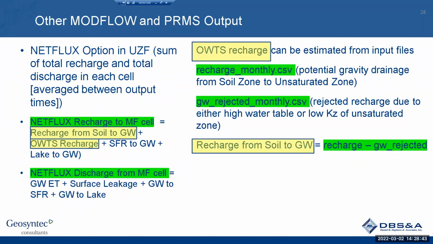If it's a lake cell, then the remainder between net flux and the sum of these two components is going to be attributed to the lake to groundwater recharge. So by getting the net flux, calculating this from input, and calculating this from PREMS output, we can have monthly spatial recharge to each cell, either recharge from soil or leakage from an SFR cell or lake if the cell is SFR or a lake.